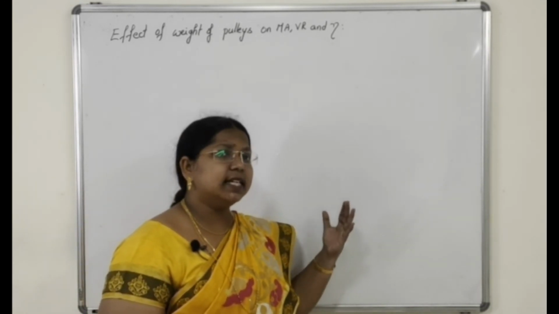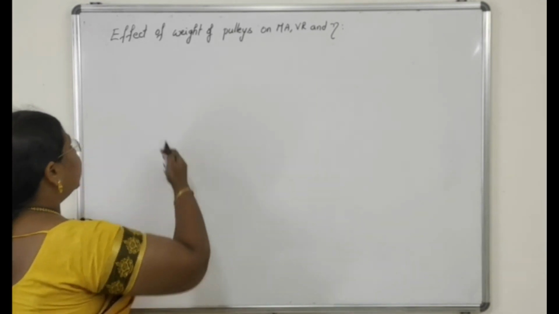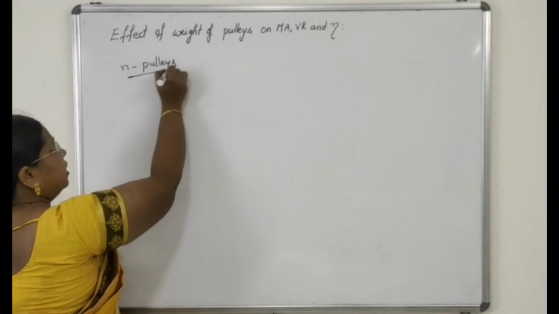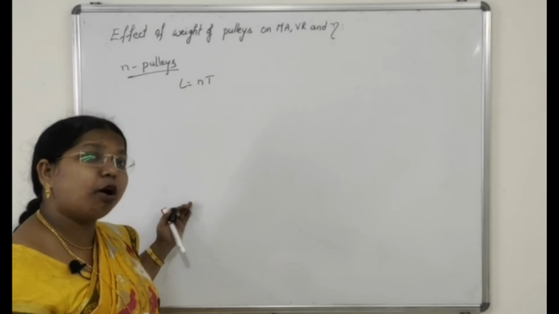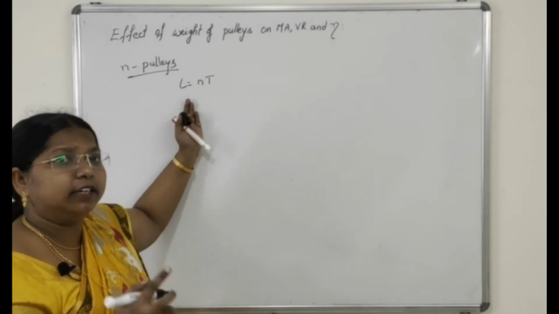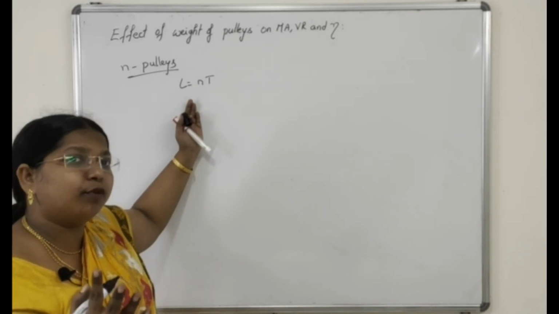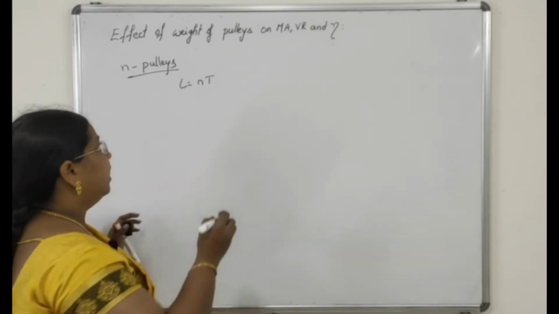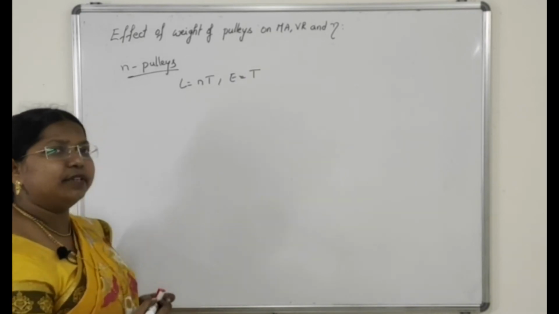So let us consider the case of n number of pulleys. If we are considering n number of pulleys, then your load is equal to nT. In the previous topic we saw that L is equal to 2T if two pulleys are there, 3 pulleys 3T, 4 pulleys 4T, 5 pulleys 5T, n pulleys nT, and your effort is equal to T. This is what we saw.